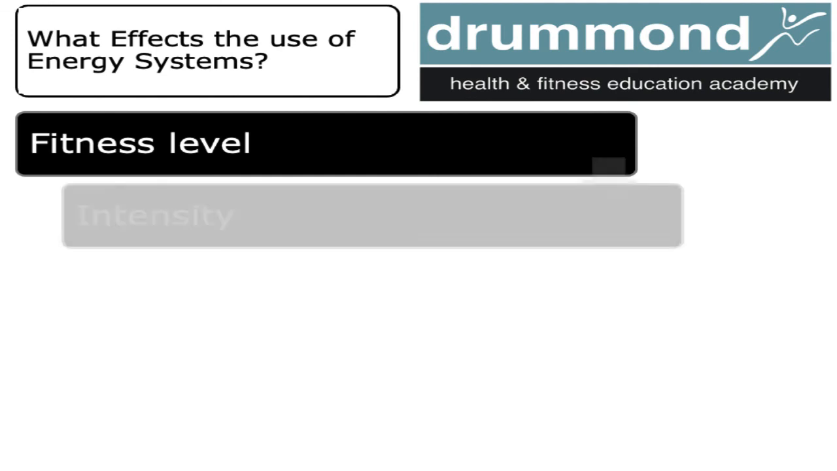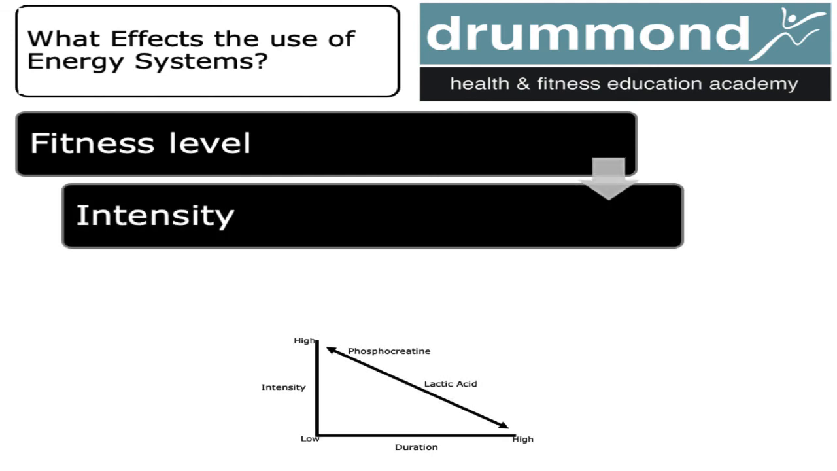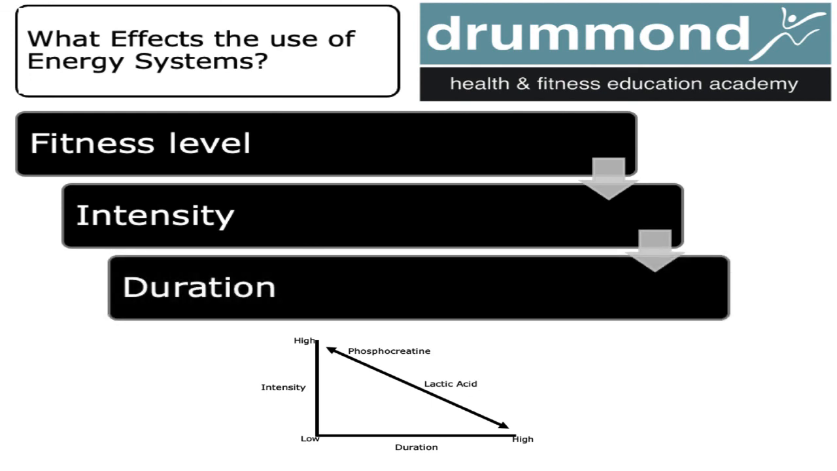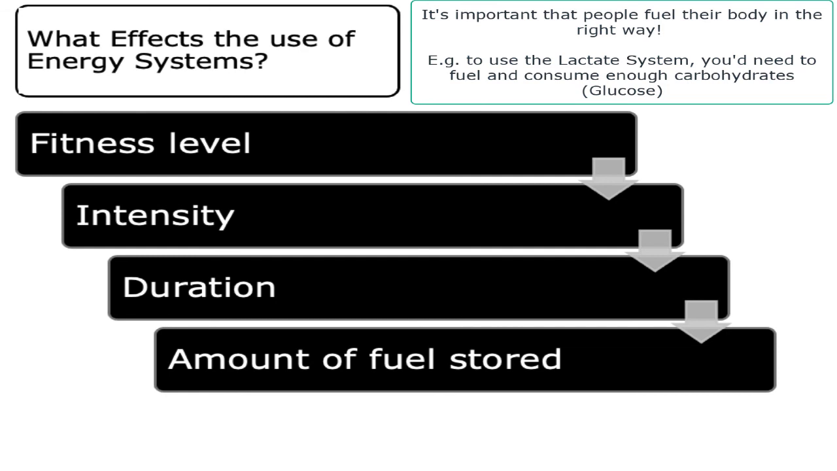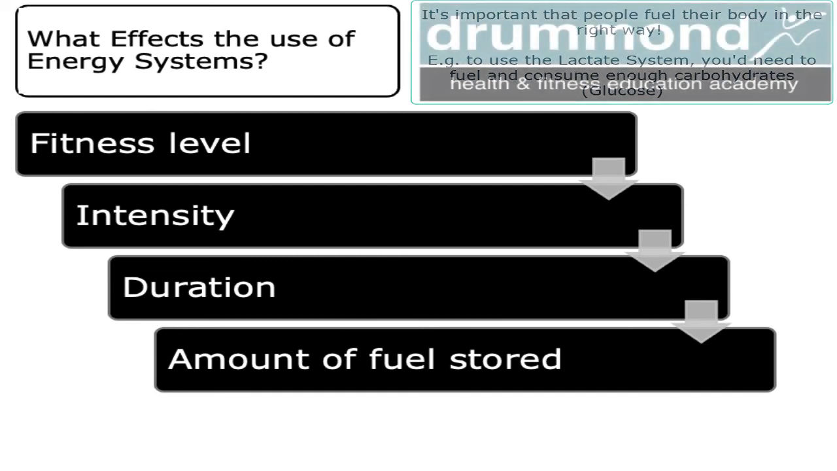Of course, the intensity will massively impact the energy system which you use, and because of the intensity, this is then going to influence the duration. The amount of fuel stored will impact your effectiveness of using the energy system. Remember that creatine phosphate will have quite limited stores, making it quite an expensive source, whereas the aerobic system is quite cheap in comparison, meaning that you've got lots of fuel sources to choose from, allowing you to use it for a much longer period of time.